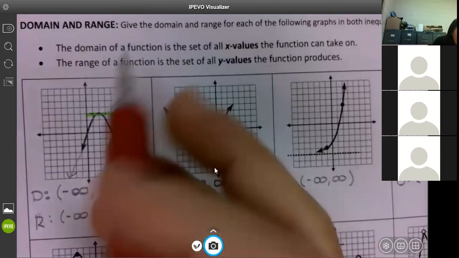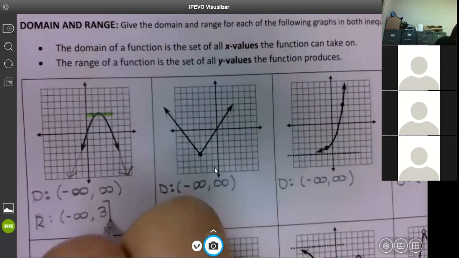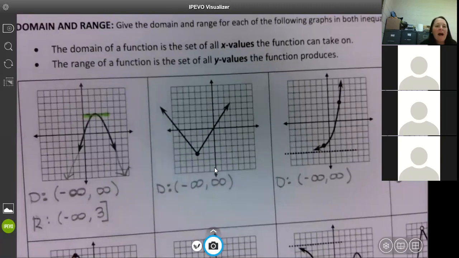3. Now, when we write this 3, we're going to put a bracket. We put a bracket because that number actually exists on the graph. Infinities are not numbers. They are directions. It just tells you that it goes forever. It's not a specific number. 3 is a specific number, and it is a solid point on the graph. So you use a bracket. Okay.